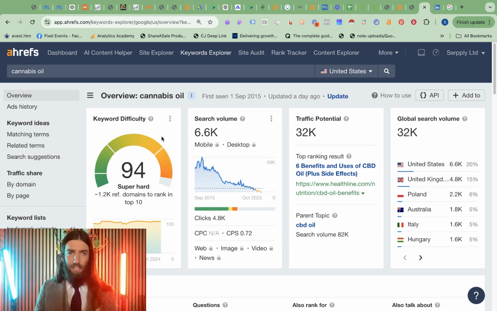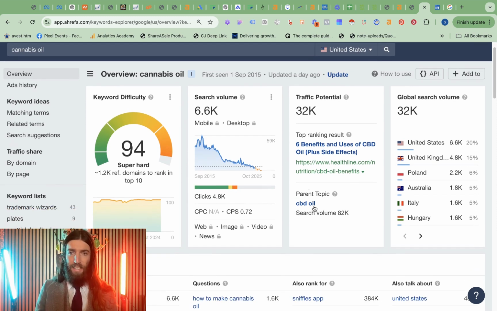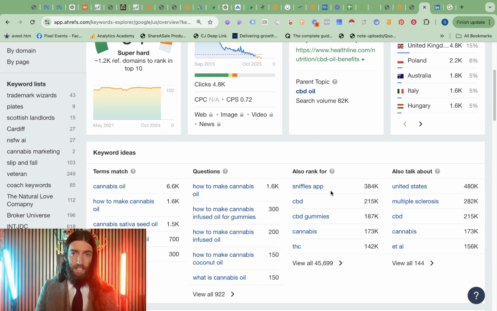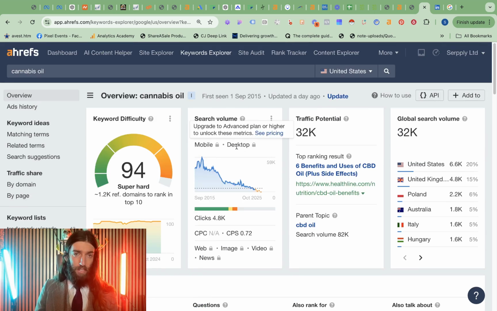So in this case, you could have a fantastic example like cannabis oil, and you think it's got 6,600 searches per month. The actual traffic potential is 32,000, and that's because you've got all these other search terms in there, like CBD oil, for instance. So we've got all these different related keywords, which basically means the keyword cannabis oil only gets searched 6,600 times a month, but the number one result actually gets 32,000 searches per month.